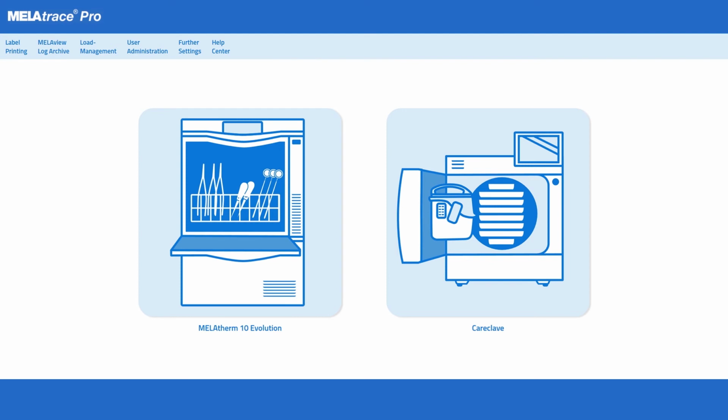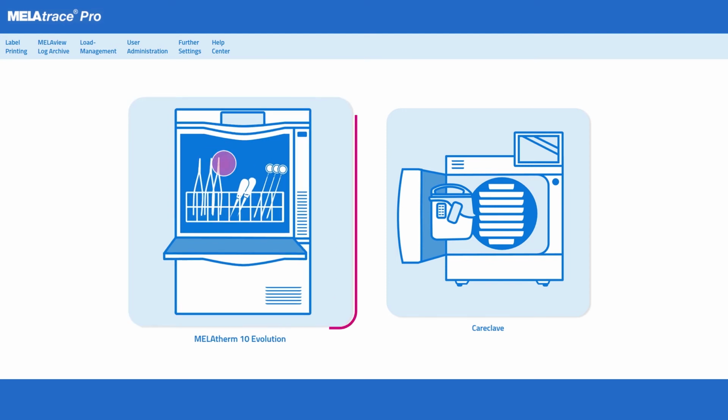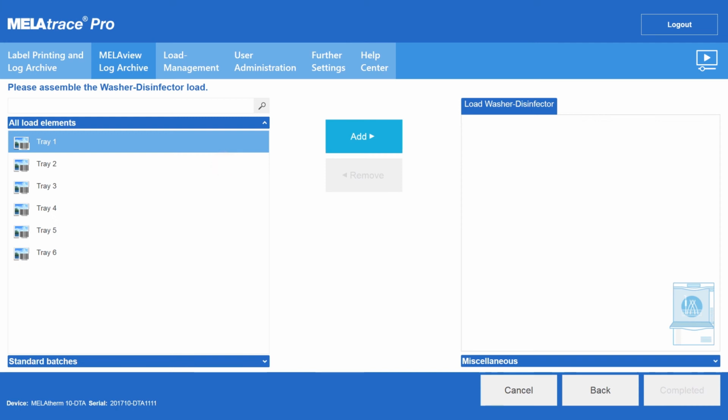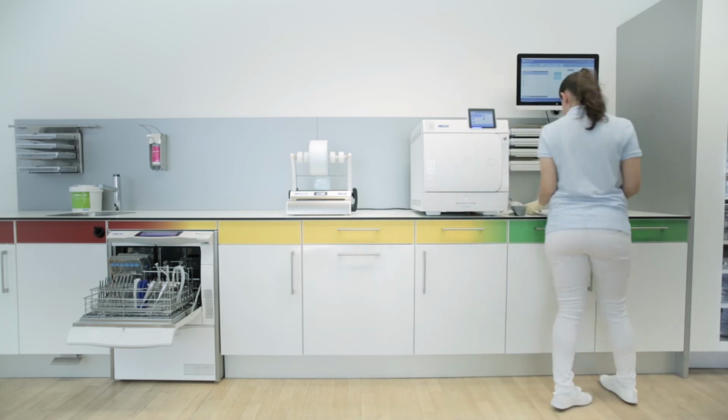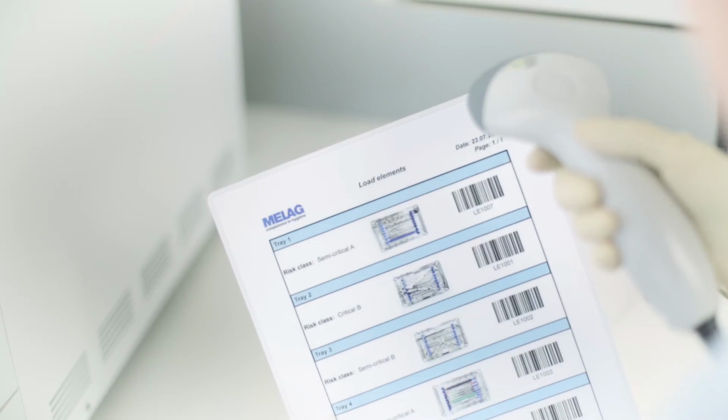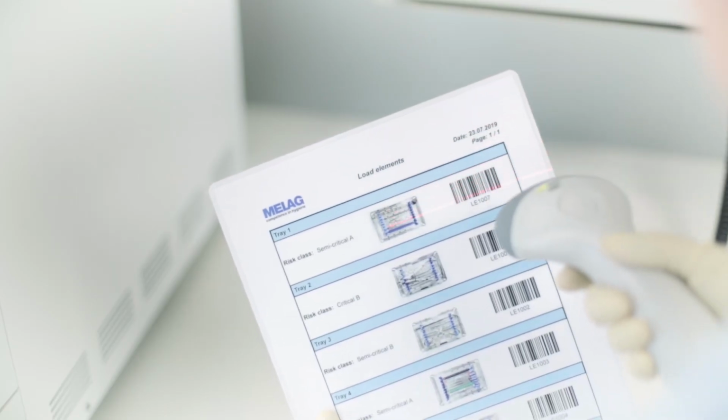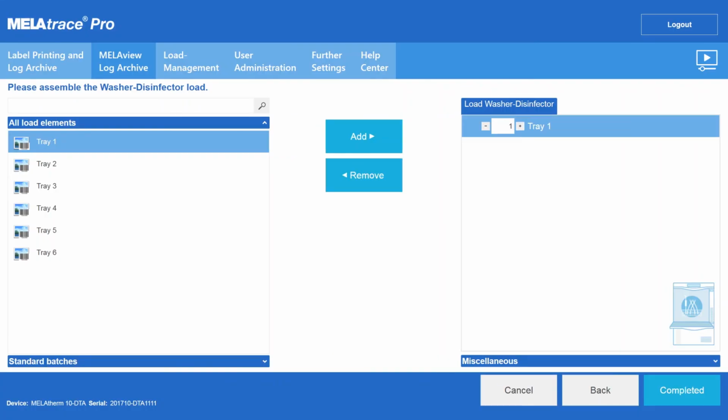This video demonstrates the use of the list for loading the washer disinfector. Scanning the barcodes on the list adds the elements to the load quickly and easily. Afterwards, you can continue the documentation and approval process as usual.